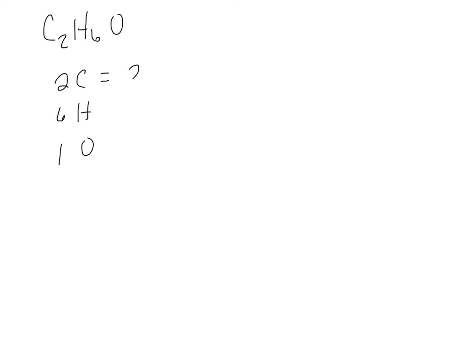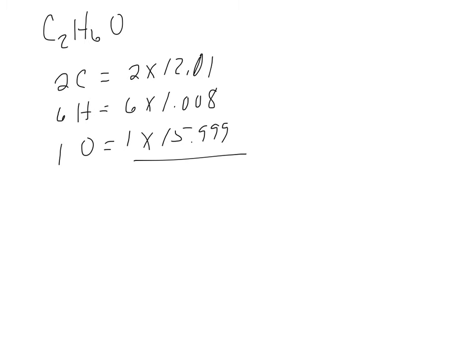So I've got 2 times 12.01 for carbon. I've got 6 times 1.008, and I've got 1 times 15.999. When I add this up, I get 46.07 grams per mole. Okay?